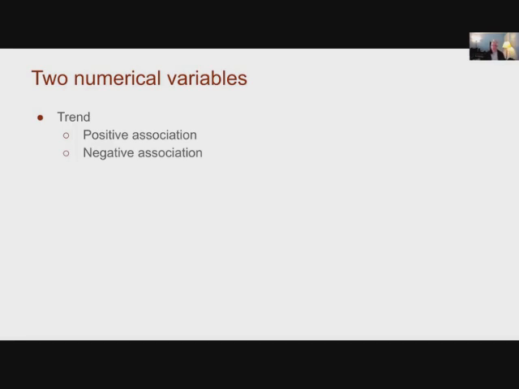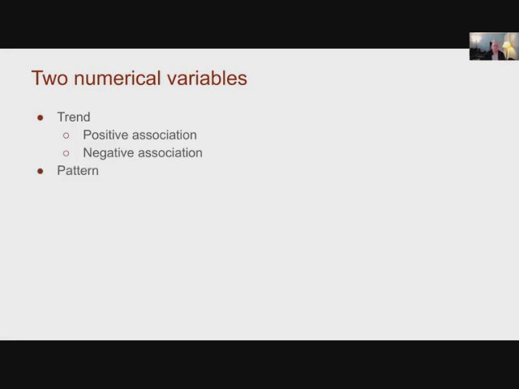If you're plotting X and Y, a positive association slopes upwards and to the right. A negative association is going to have a negative slope. It's going to slope downwards as it goes to the right.